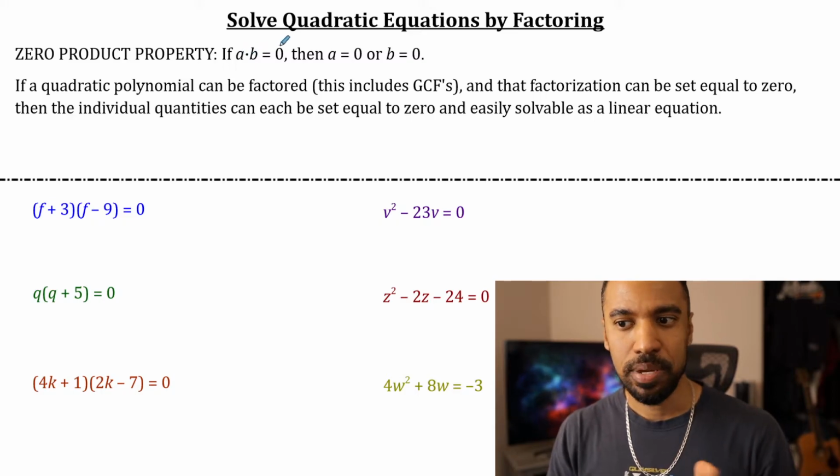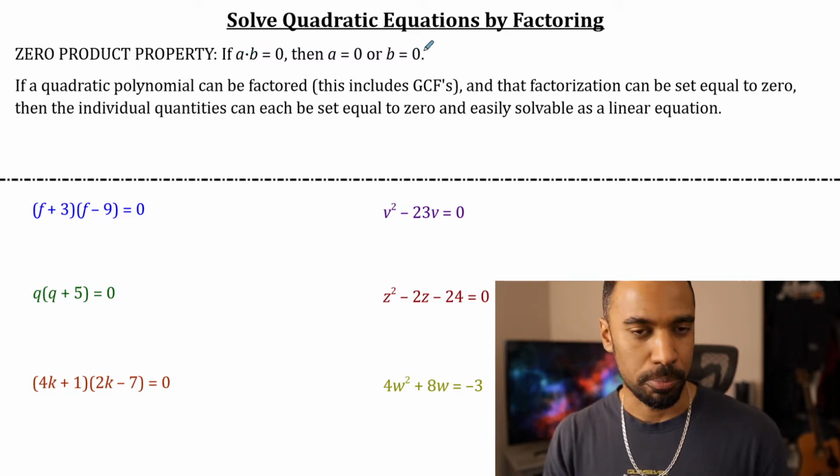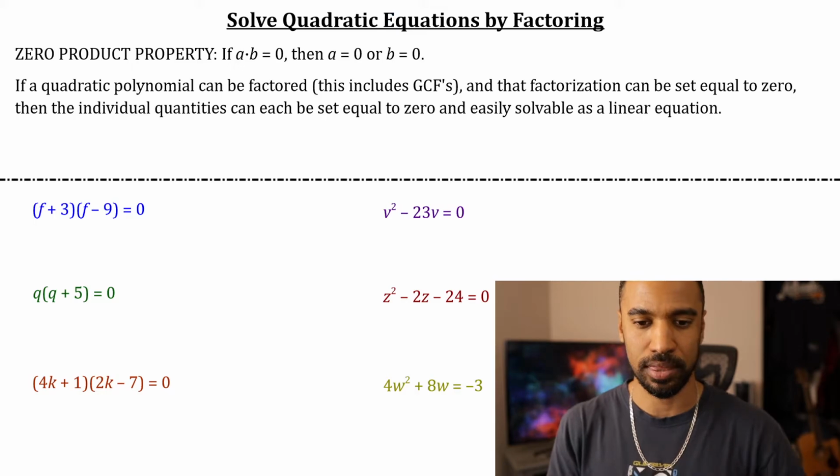It says if a times b equals 0, then a equals 0 or b equals 0. What this says and what this means is, if I multiply 2 mysterious unknown numbers, and my result is 0, then one of those numbers has got to be 0. That's what it's telling you, right? This comes kind of twofold. Think of it this way.